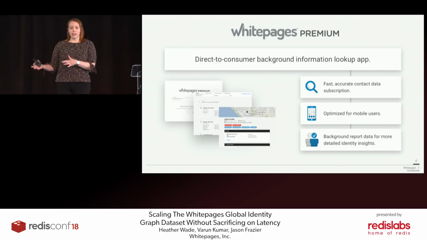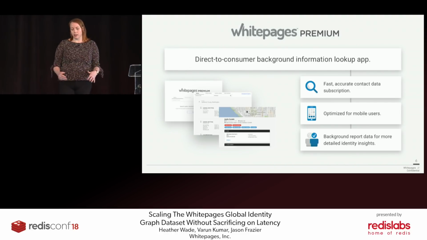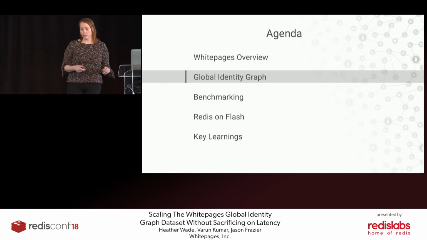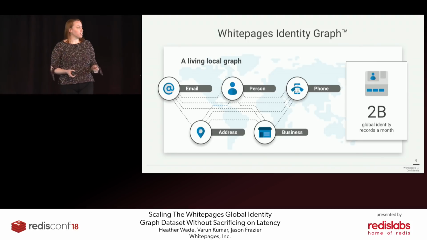And then on the premium side, that was the consumer whitepages.com and the Whitepages app that I was referring to. We're serving very similar information there with the contact lookups. And then we also have some premium offerings where people can get background check information and things like that. And so powering both of these is our Whitepages identity graph.